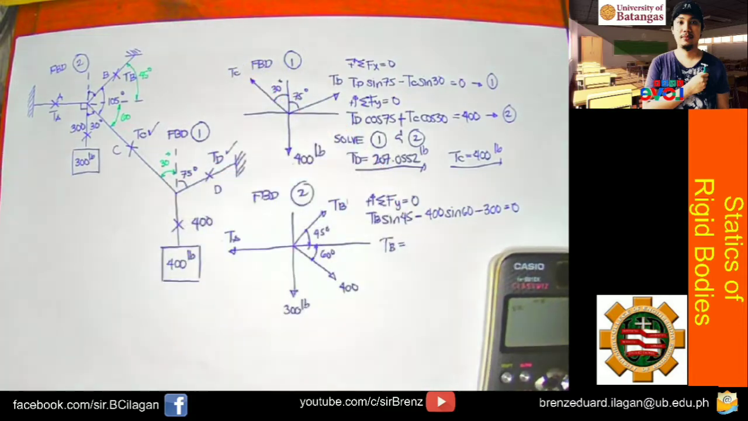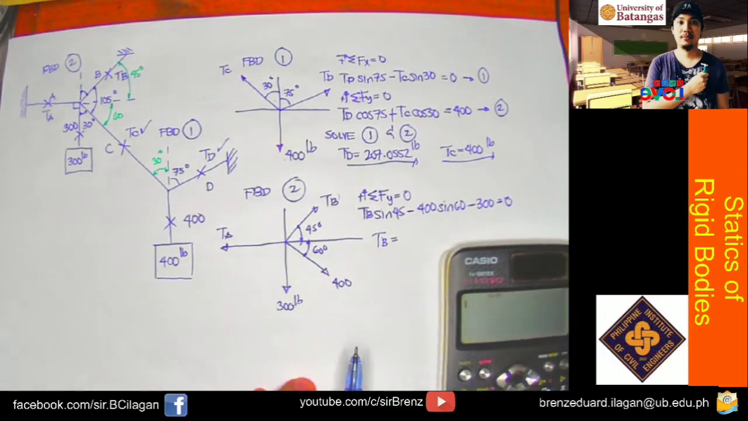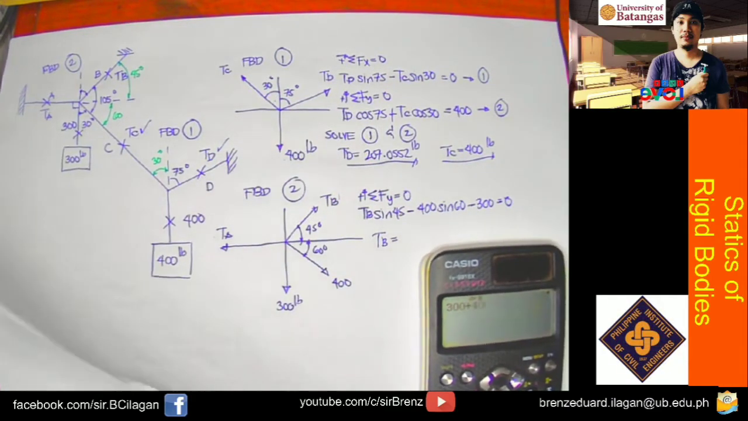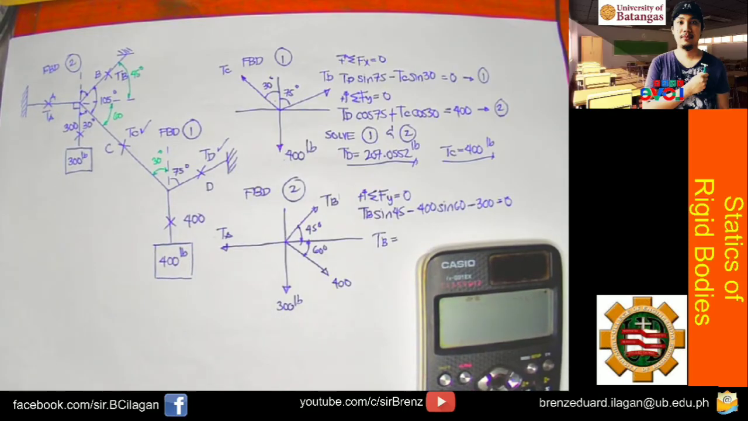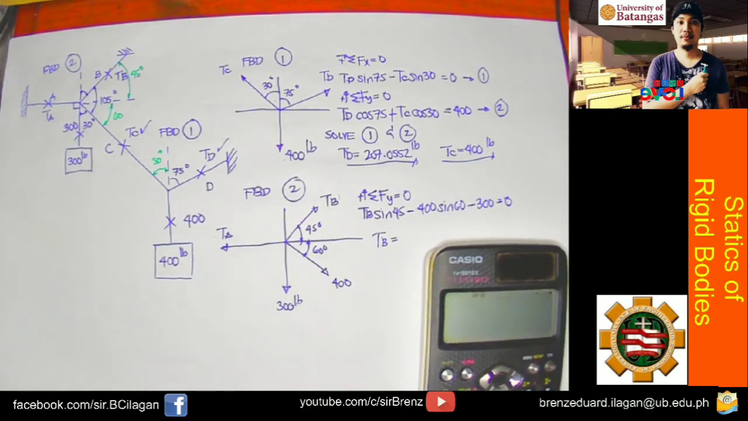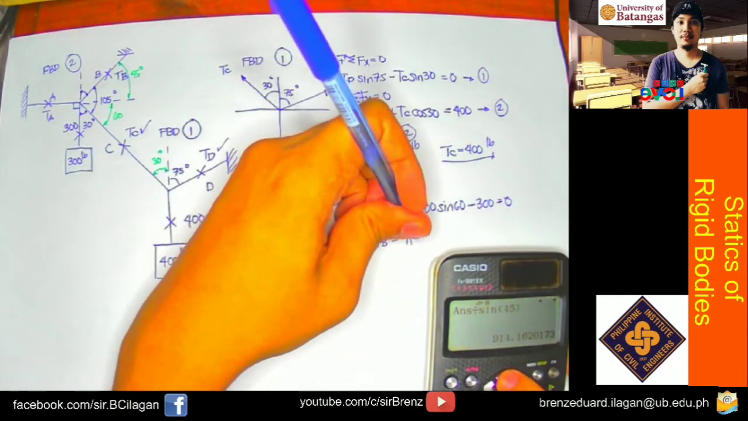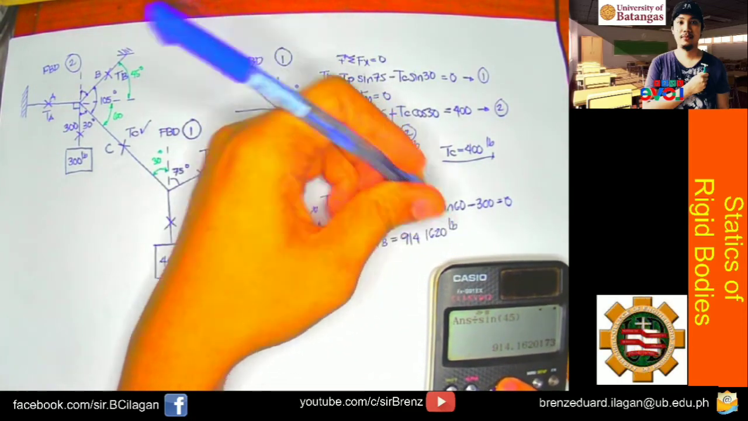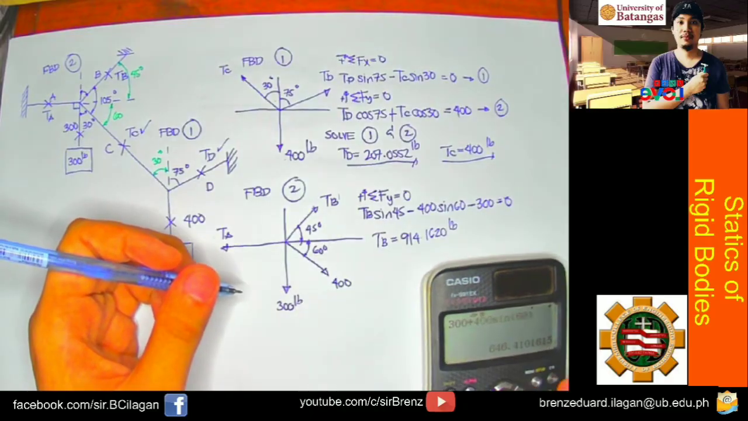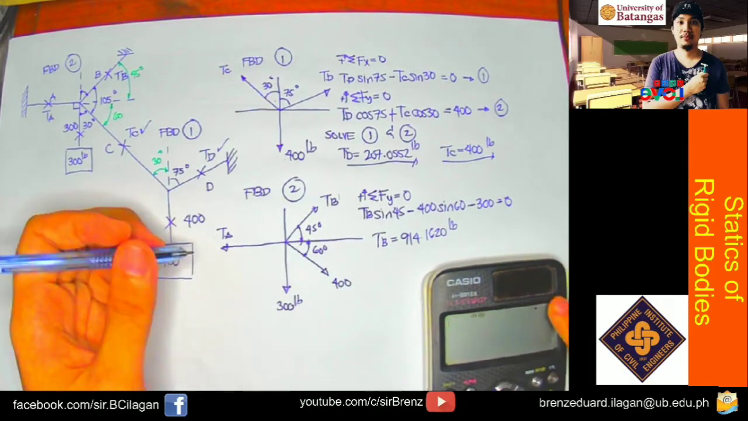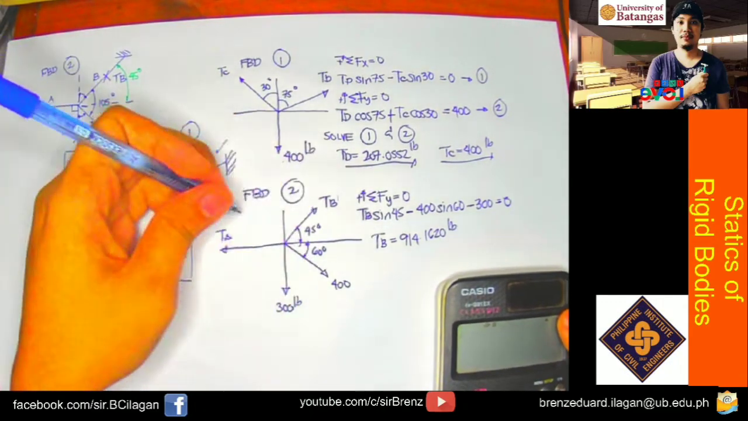So transpose those two to the other side and then divide that by sine 45, or the answer will be equal to, let's just press it in the calculator: 300 plus 400 sine 60, and then divided by sine 45. So we will have an answer of 914.162. Let me verify, okay? Okay, so it's correct.